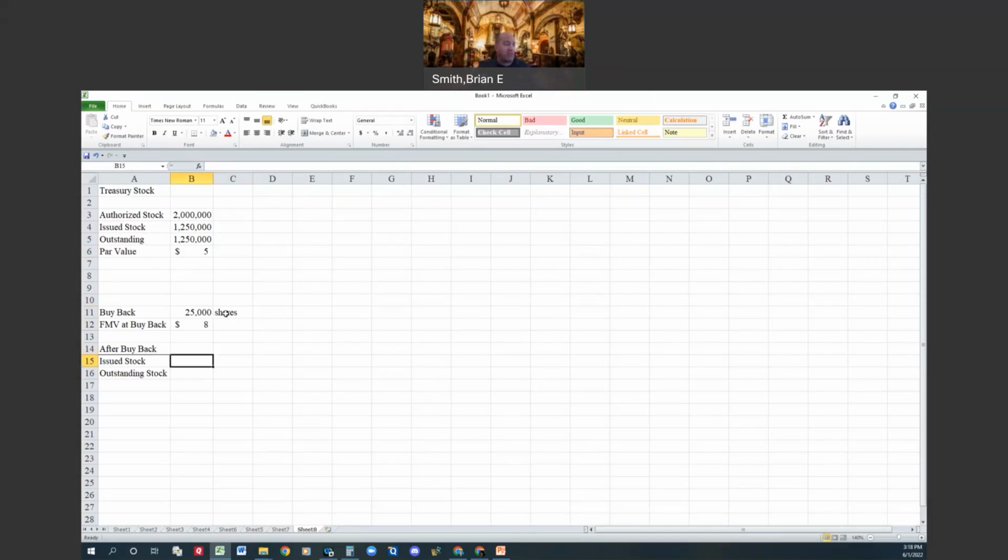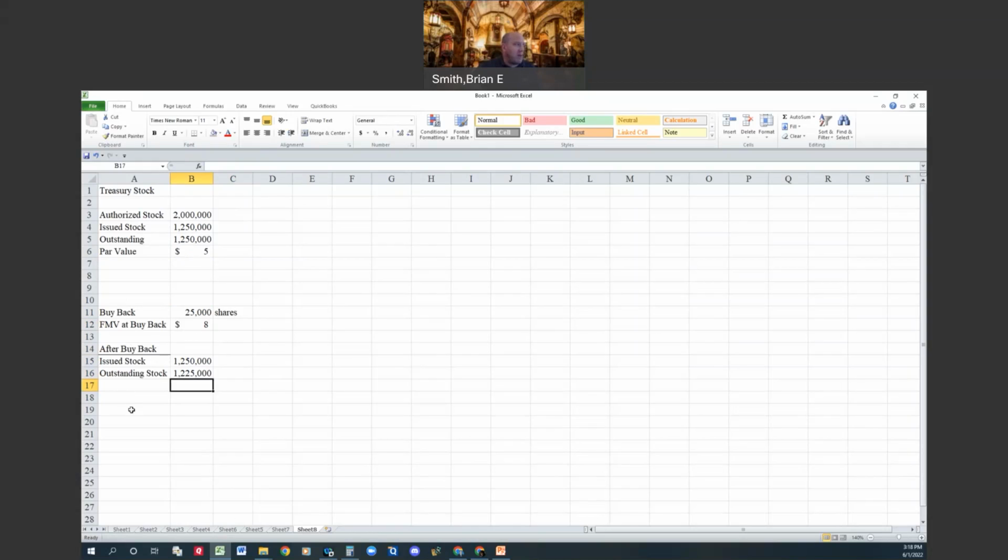So after the buyback, how many shares do we have issued? Well, we still have the same amount of stock issued. However, outstanding now, we're going to take this outstanding amount and subtract out what we just bought back. So now we have 1,225,000 shares outstanding because now we control 25,000 of those issued stock.